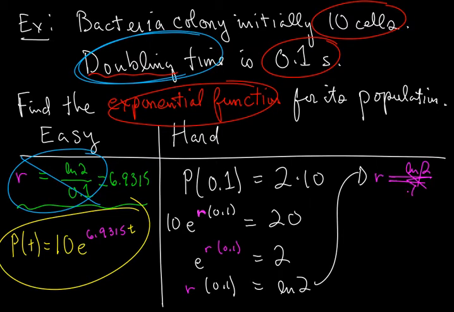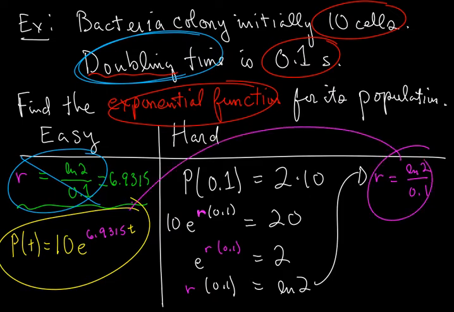So r equals ln2 divided by 0.1. That's the same as last time. And you get 6.9315. You plug it into the exponential function and you're done. So here are two ways to do it. One is if you remember the formula, another is if you don't. If you don't, then you need to at least know the doubling time. And that's it. So let me just write down ln2 divided by 0.1. And you see, that's going to be the same exact thing as 6.9315 that we got previously, and so you could plug it in. Okay, great.